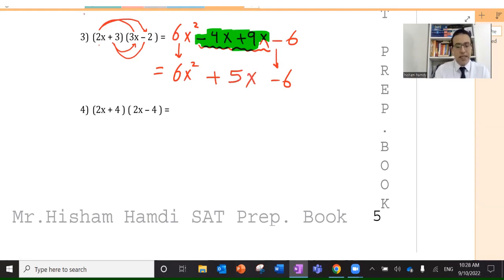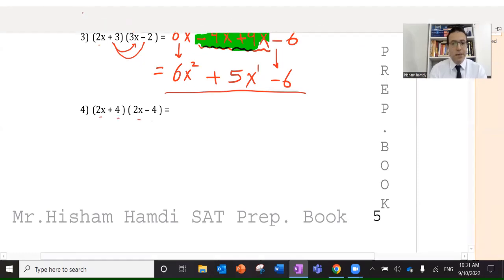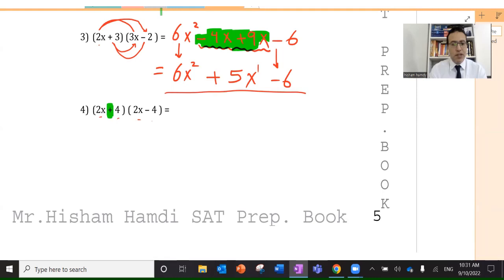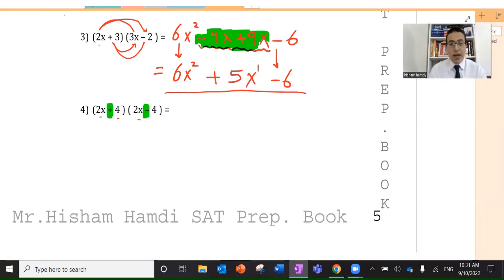I think all of you know that negative 4 and positive 9 is positive 5x. So usually the expansion of 2 terms by 2 terms gives me 3 terms in descending order: x power 2, x power 1, and then the constant, without x. Regarding number 4, notice that it's the same terms, but the sign is different: one of the brackets is positive and the other one is negative. Put in your mind that this is the only case where multiplying will give you 2 terms.